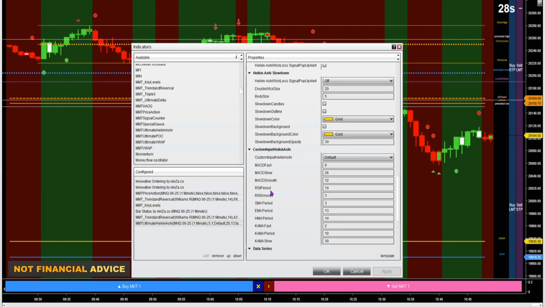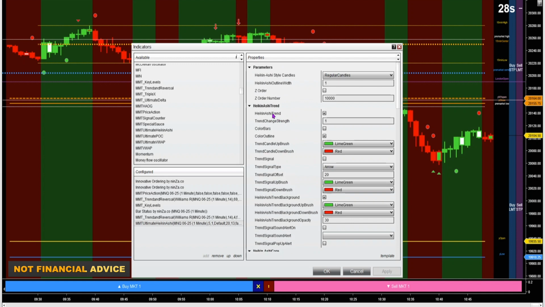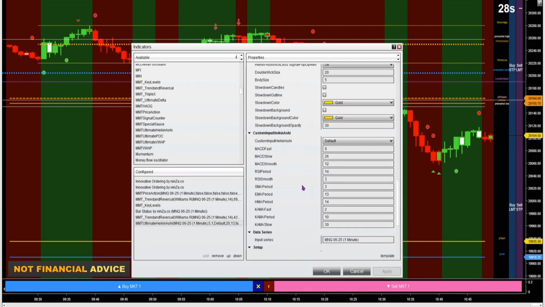And then I have the ultimate Heikin Ashi. All I'm using is the Heikin Ashi trend strength of 1. I do not have the bars activated. I only have the outline activated and the background. I'm not using anything else on the indicator.